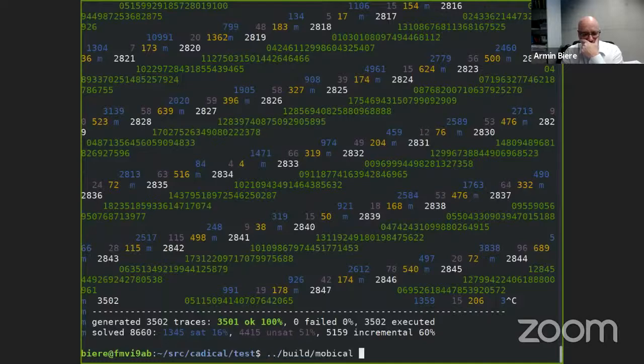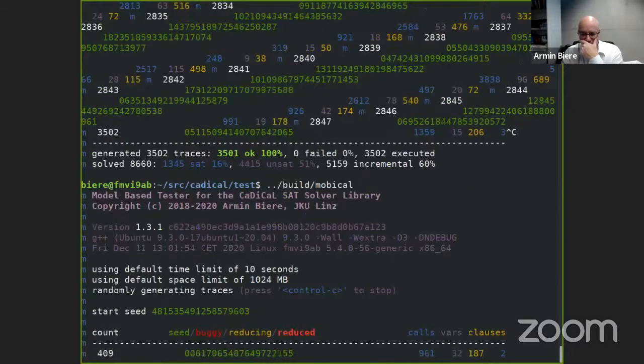It would just generate traces. The traces we just saw are kind of random. So if I stop it for a second, you will see here's currently one trace with this random seed. It has 2,304 API calls, 55 variables, and 24 clauses.